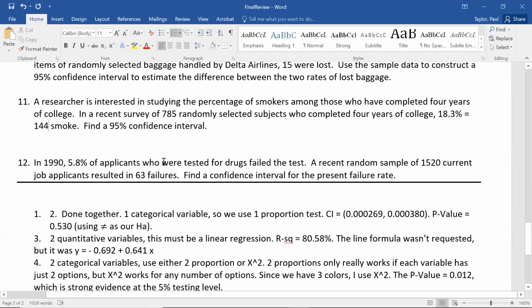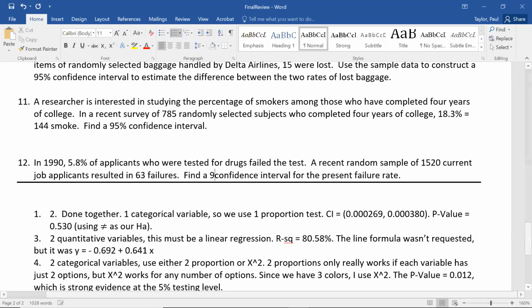In 1990, 5.8% of applicants who were tested for drugs failed the test. Okay, so that's the old number. So here's a new number. A recent sample of 1,520 current job applicants resulted in 63 failures. Find a confidence interval for the present failure rate. So this old number makes it look like there should be a hypothesis test, but then the question actually asks for a confidence interval. So I guess we're not really doing a hypothesis test. We're just doing a confidence interval here.